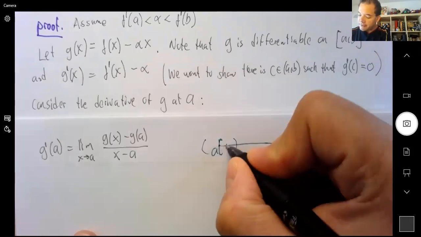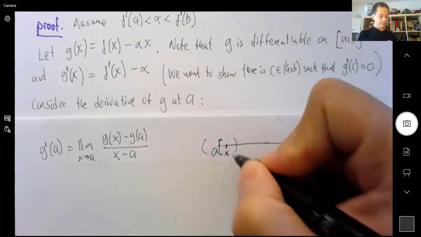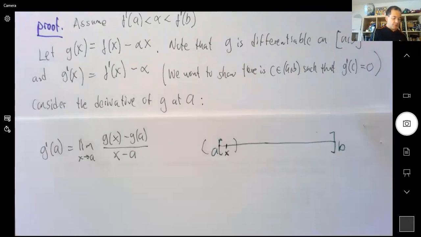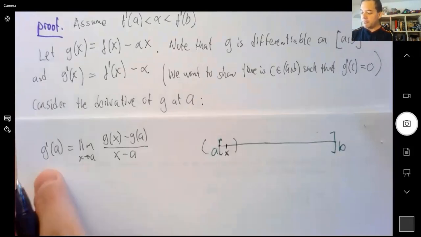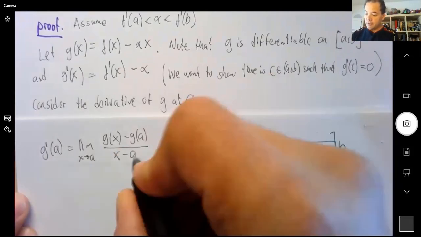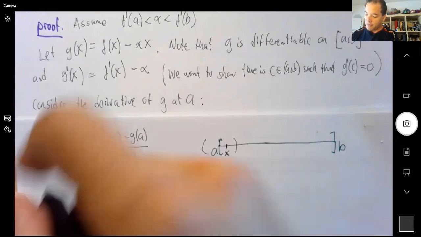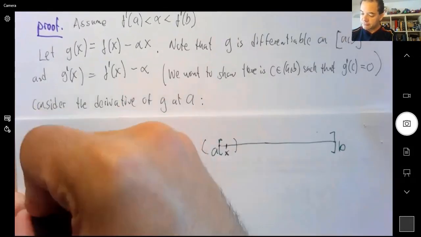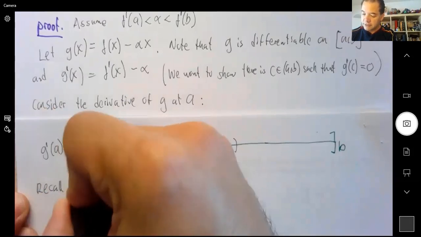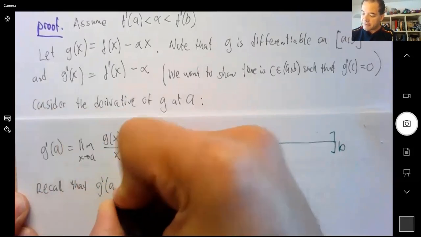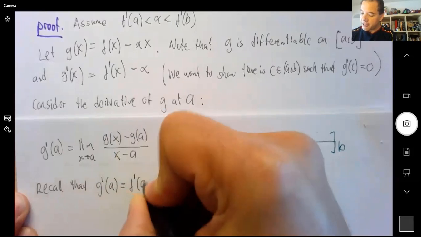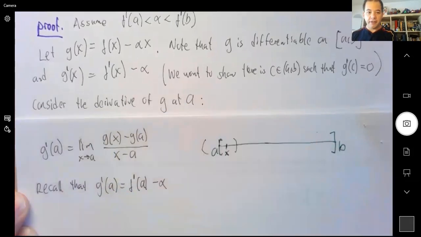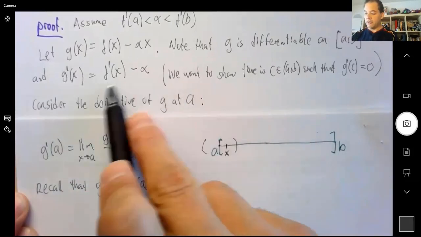So imagine that x is to the right of A. Now, suppose for a moment that... so what do we know about G prime of A? Well, let's go back. So this is the definition, but also G prime of A is actually f prime of A minus alpha, right? It's just the definition here.